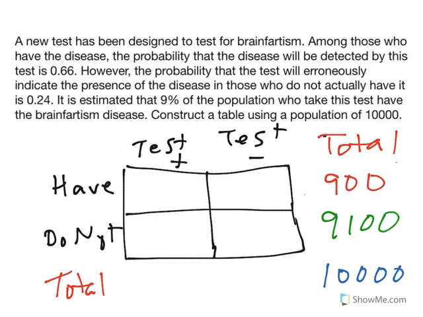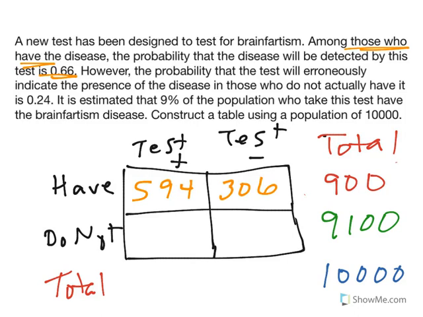Okay, so now working inside. The probability that the test will detect the disease, among those who have the disease, so that's the top line, 0.66 is how many will test positive. So 0.66 times the 900 will give us this number. And when I take 0.66 times 900, I get 594. And working backwards, if 594 will test positive, that means 306 will test negative for brain fartism.